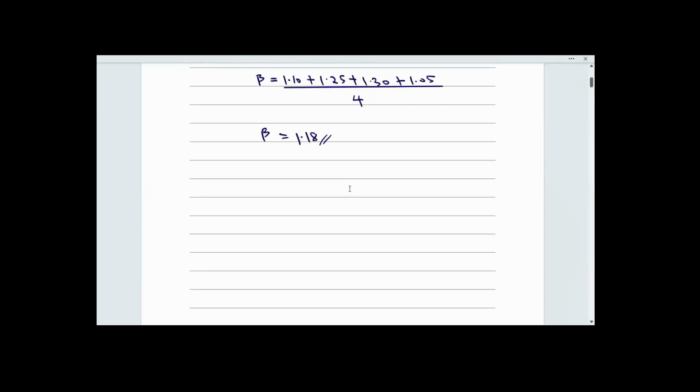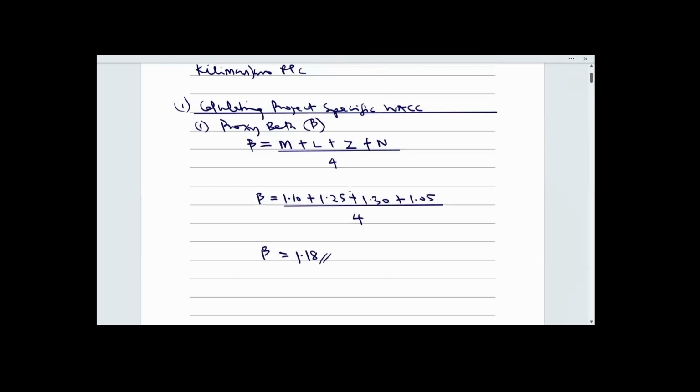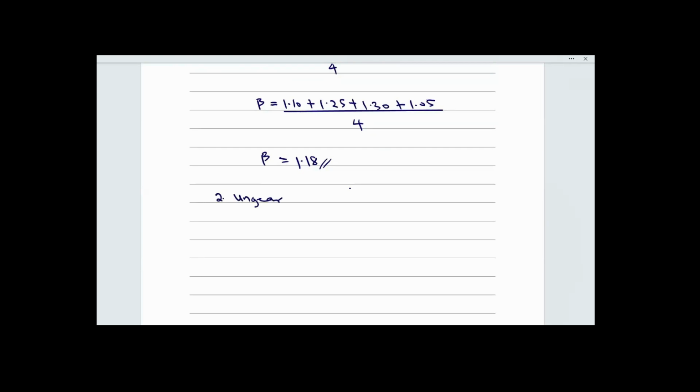Then step 2 says we should ungear the beta if it is geared. We only do step 2 if the proxy company has debt in its capital structure. We have identified that all the 4 freezer companies have bank loans in their capital structure. So in that case, it means this 1.18 is geared. If it is geared, then we need to ungear it. Step 2, ungear. You ungear in order to remove the financial risk of the proxy company.